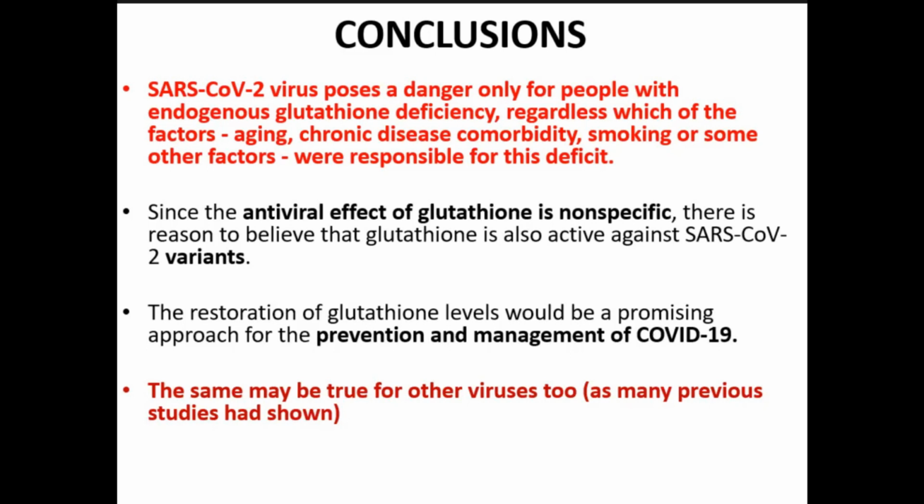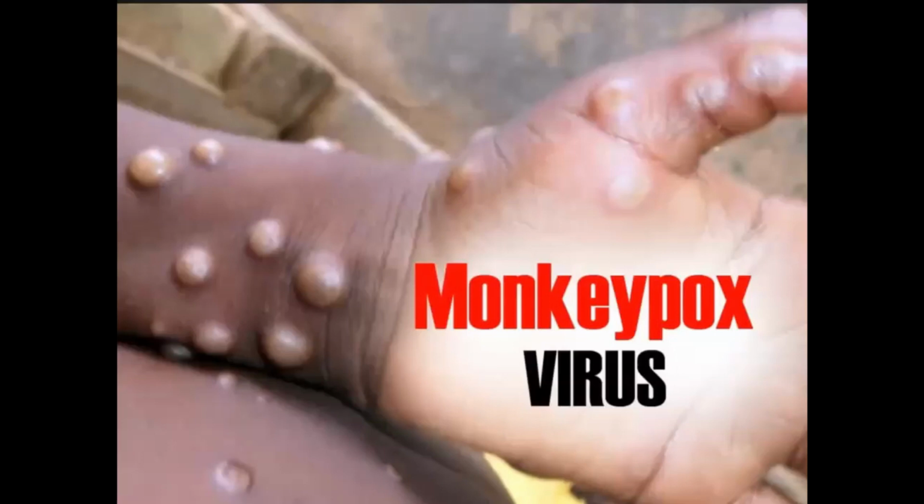And the same may be true for other viruses too, as many previous studies had shown, right? We quoted influenza virus, HIV, HSV, Sendai virus, okay? So maybe it may apply to monkeypox virus, or catpox virus, or whatever pox virus you may have, because glutathione action is non-specific. Yeah? It empowers our immune system to fight these viruses.